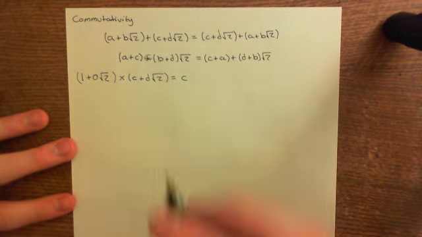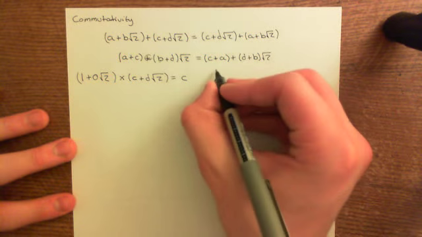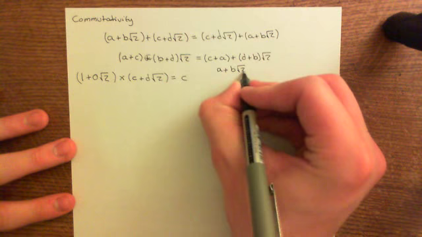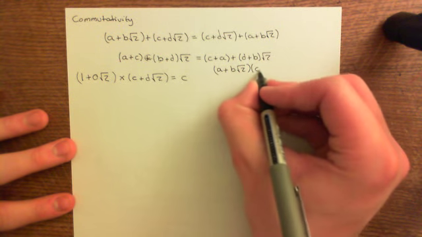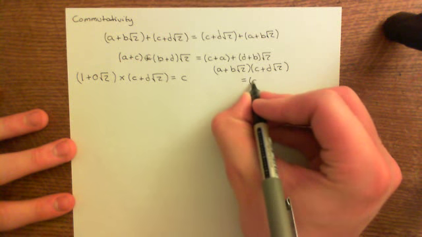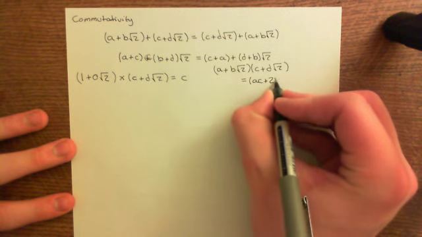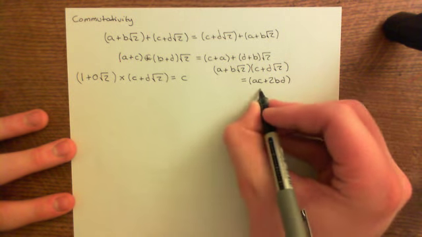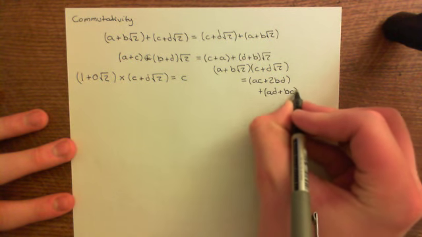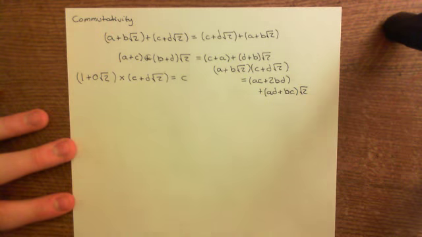Well, actually, let's go back to our definition of multiplication. So I'll write out the definition of multiplication. So if we've got a plus b the square root of 2, and we're multiplying it to c plus d the square root of 2, the answer is that this is ac plus 2bd plus ad plus bc times the square root of 2.